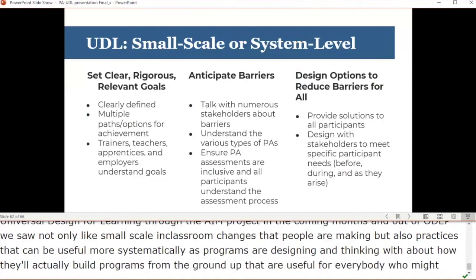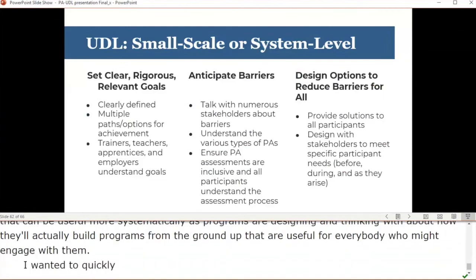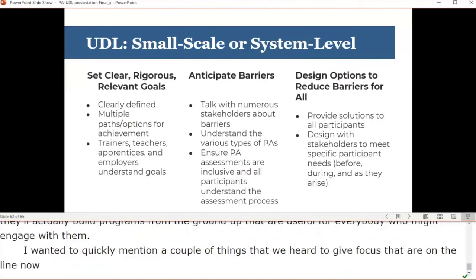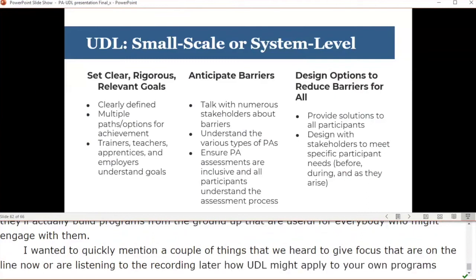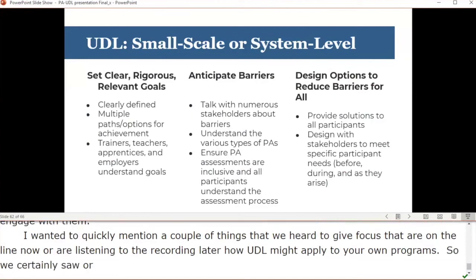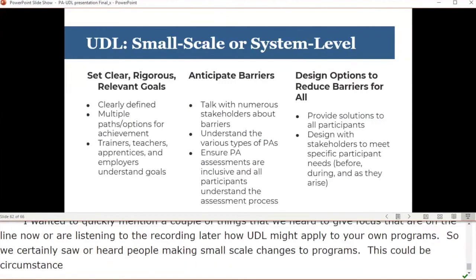And so I just wanted to quickly mention a couple of things that we heard to give folks that are on the line now or are listening to the recording later a sense of how UDL might apply to your own programs. So, we certainly heard people making small-scale changes to programs. This could be circumstances like including visuals or modeling during training, instead of just having slides up and text.